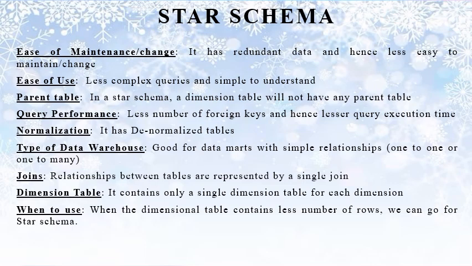It can transfer the data in a one-to-one and one-to-many format. It has a fewer number of joins which connect the data. It contains only a single dimension table for each dimension. It contains fewer rows, so we can easily store a limited amount of data.